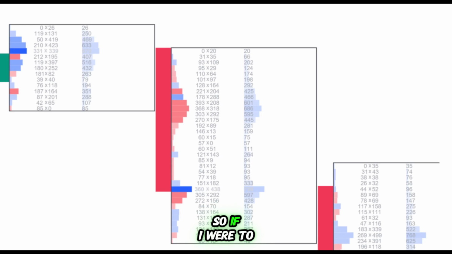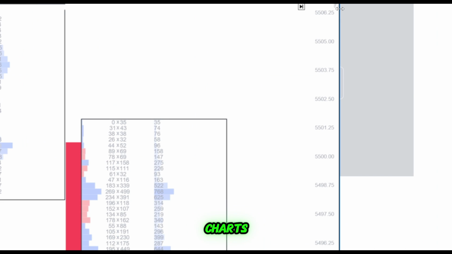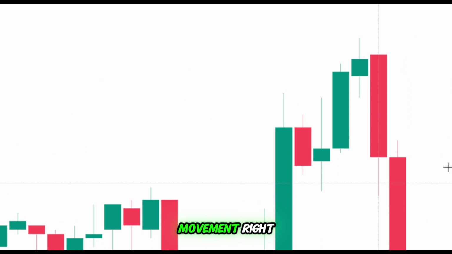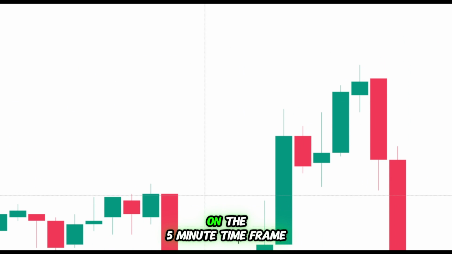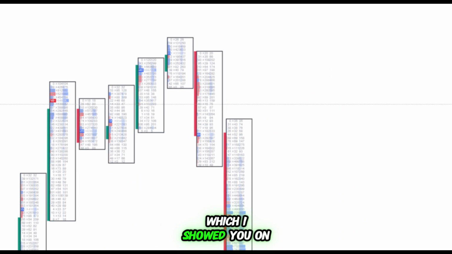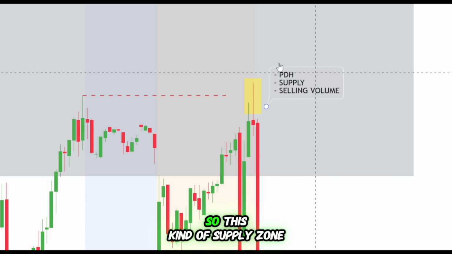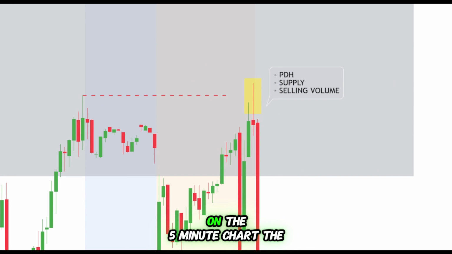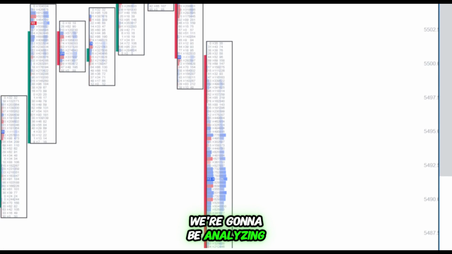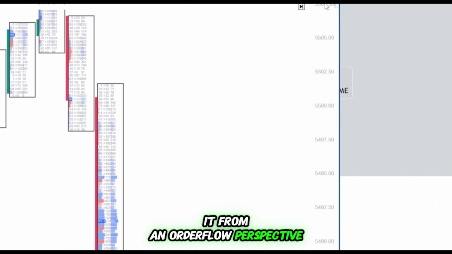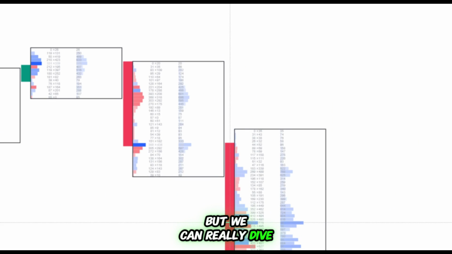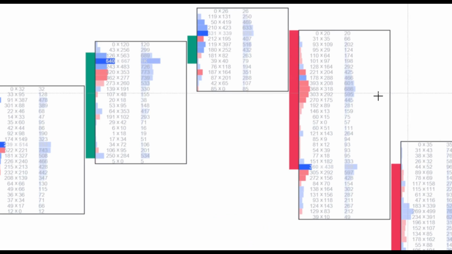So if I were to open up now the footprint charts, what we're effectively seeing on the footprint charts is the same movement, right? We're seeing that same movement on the 5-minute time frame. Price came into our supply zone, which I showed you on the candlestick chart. So this supply zone over here on the 5-minute chart, this same supply zone, we're going to be analyzing it from an order flow perspective. Now, from an order flow perspective, we see the same candles, but we can really dive into them and see what we end up getting.